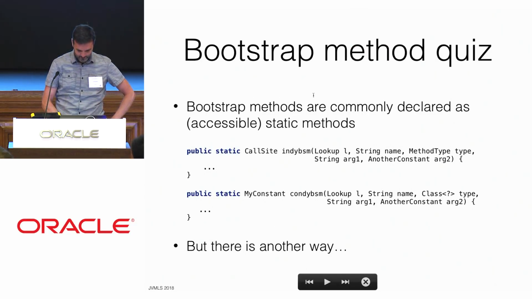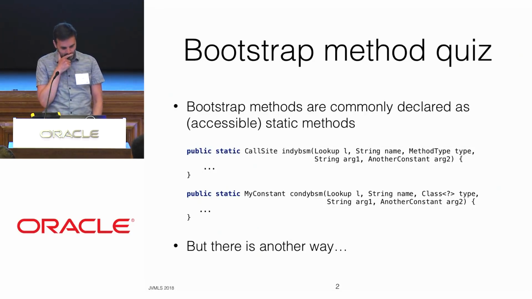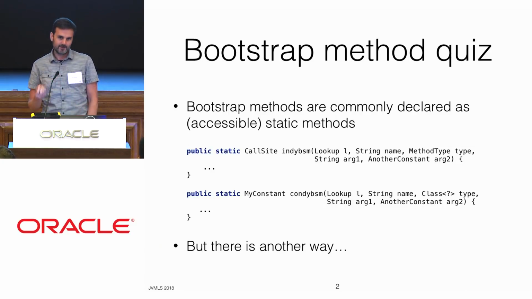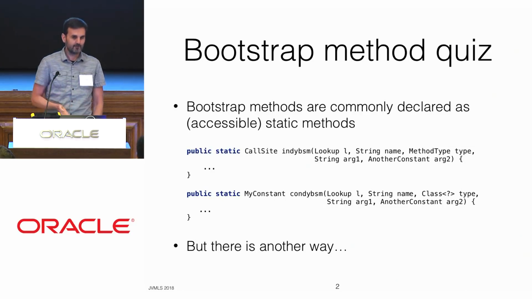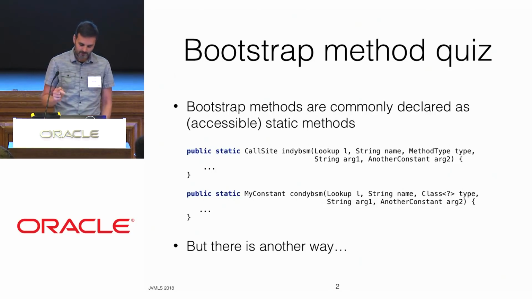Okay, so I'm going to start out with a little quiz. Quiz in a quiz. So Bootstrap methods are commonly declared as static methods. I think everyone is very familiar with that. Dan showed the bytecode for what an indy would look like and what a condy would look like. Here's what an indy BSM might look like. It returns a call site, takes a method type as a parameter, and a condy can return its own constant and take a class.